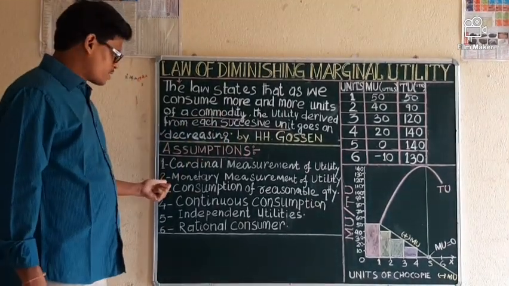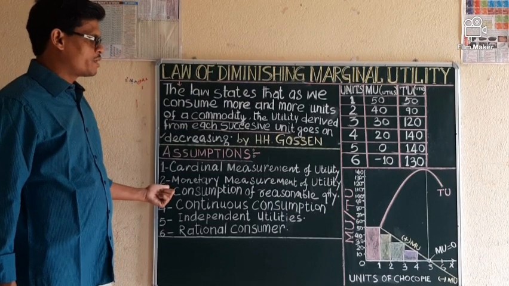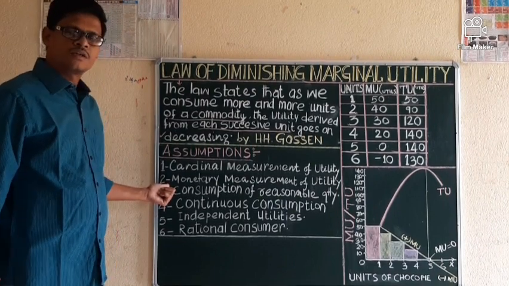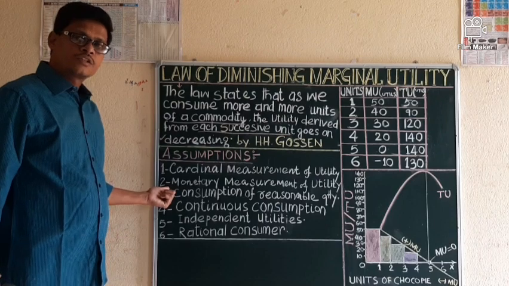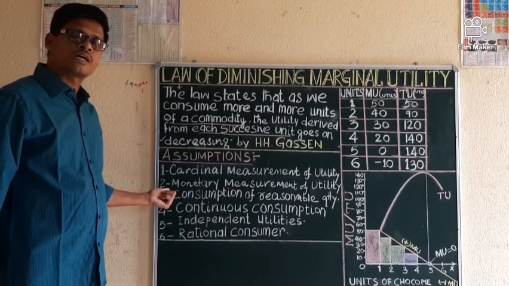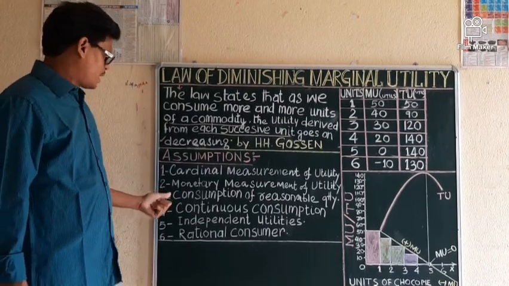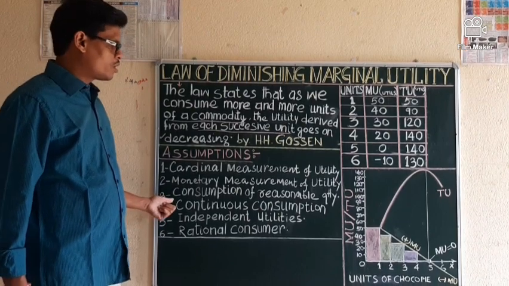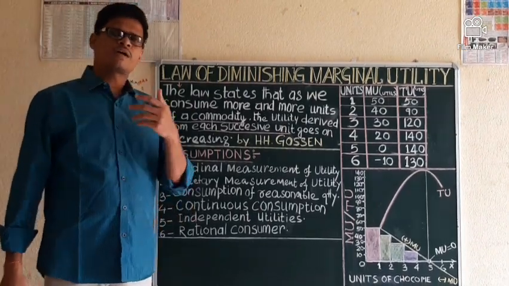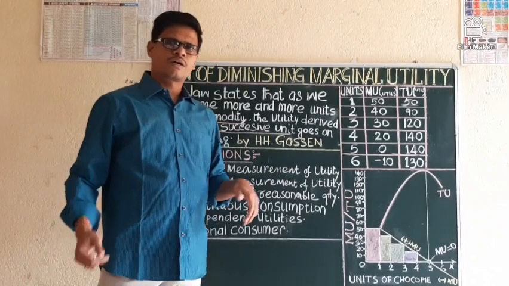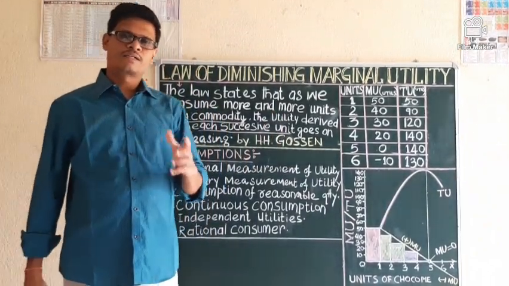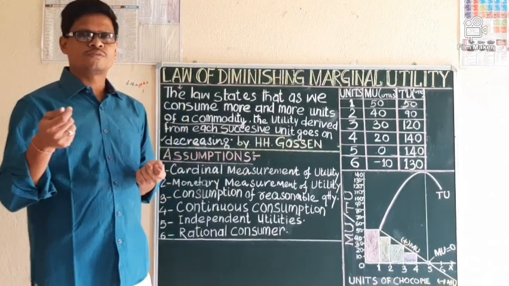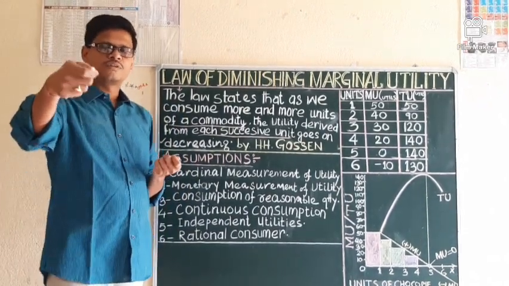The second assumption is monetary measurement of utility. It is assumed that the utility can be measured with money, and the marginal utility of money is also assumed to be constant. The third one is consumption of a reasonable quantity. When you are returning from your game, you are quite thirsty and you wish to drink water, and your sister comes to you and gives water in a spoon.